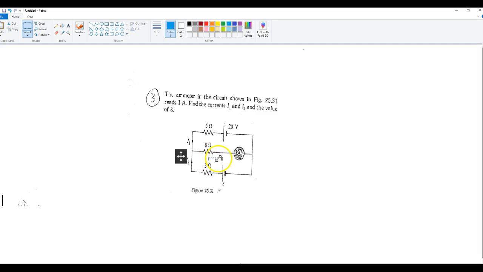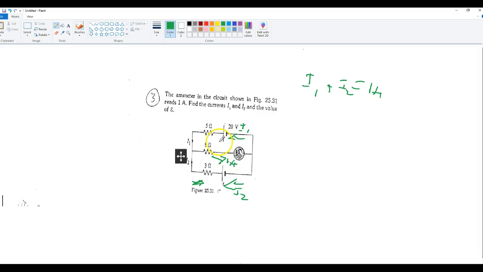So I can write it here. Here is 1 amp, and this is I1. Or no, this is I2. I2 is flowing this way. Immediately, we should notice that I1 is flowing in and I2 is flowing in. So we can write I1 plus I2 is equal to that 1 amp, because these are both flowing into the 1 amp here.